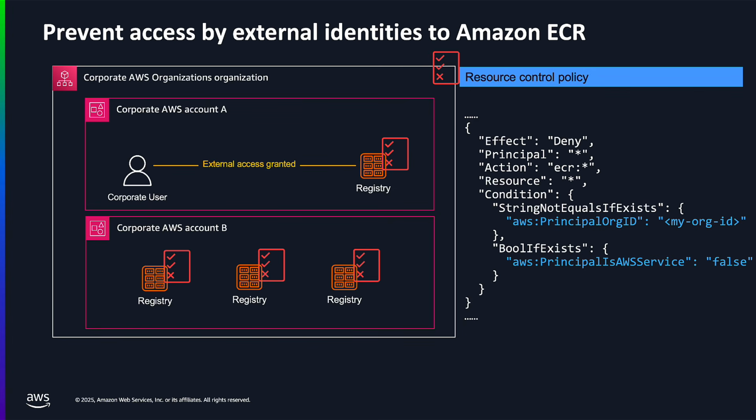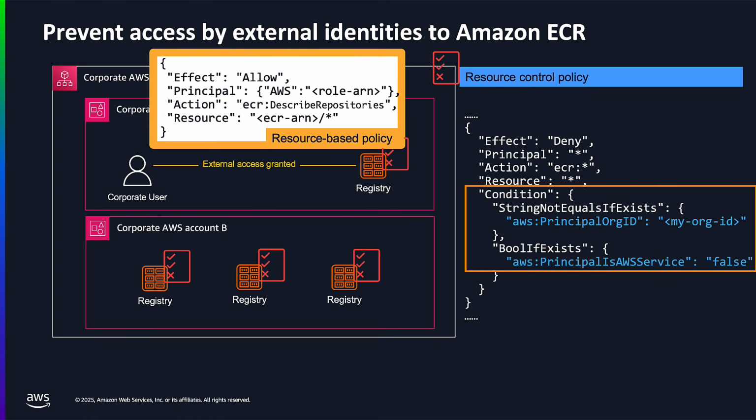This is where RCPs address the requirement in a scalable fashion. On the right-hand side, you see a resource control policy that is attached at the organization level. And once applied, even if individual accounts or resources have defined an overly permissive resource-based policy, for example, the resource-based policy for the ECR registry grants access to an external principal, access is still denied by the resource control policies that were applied at the organization level.